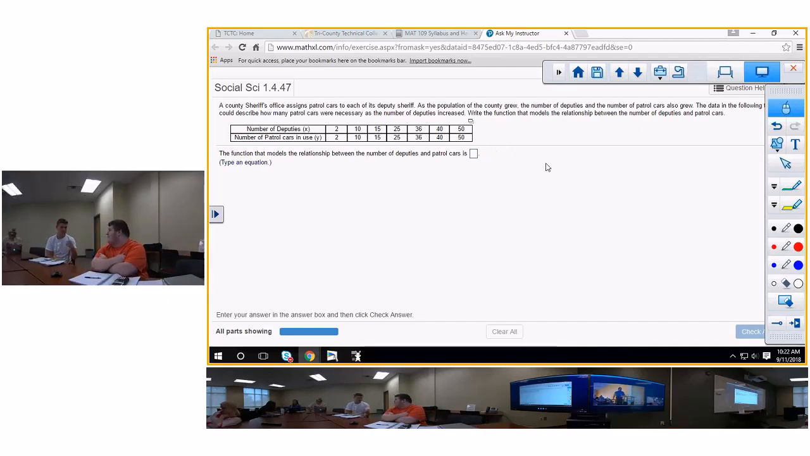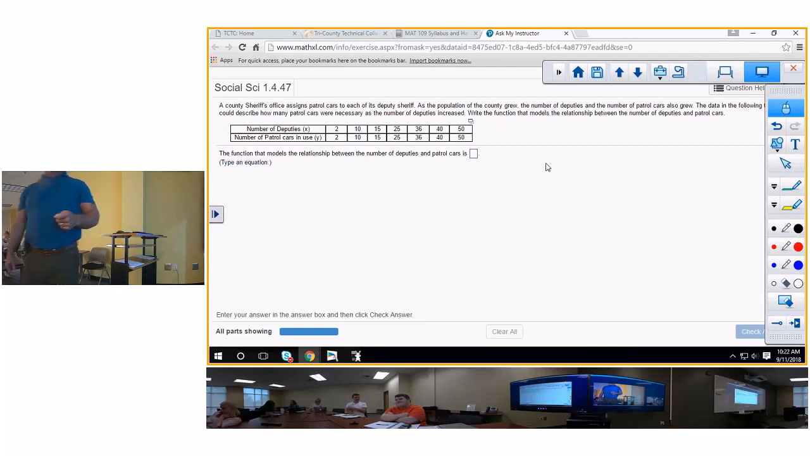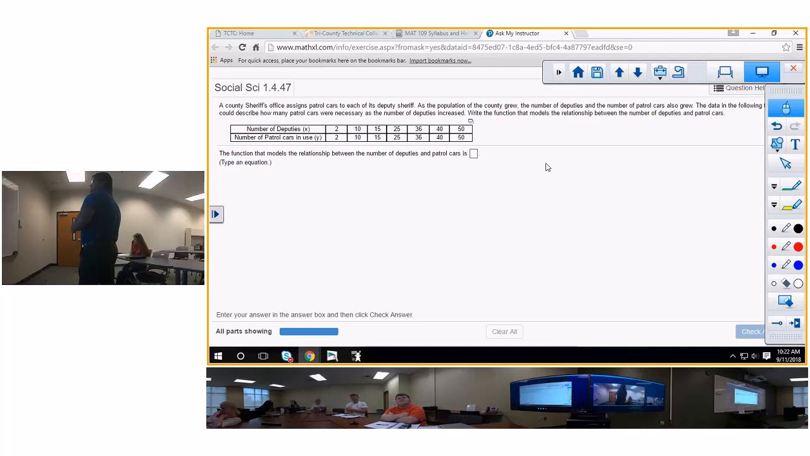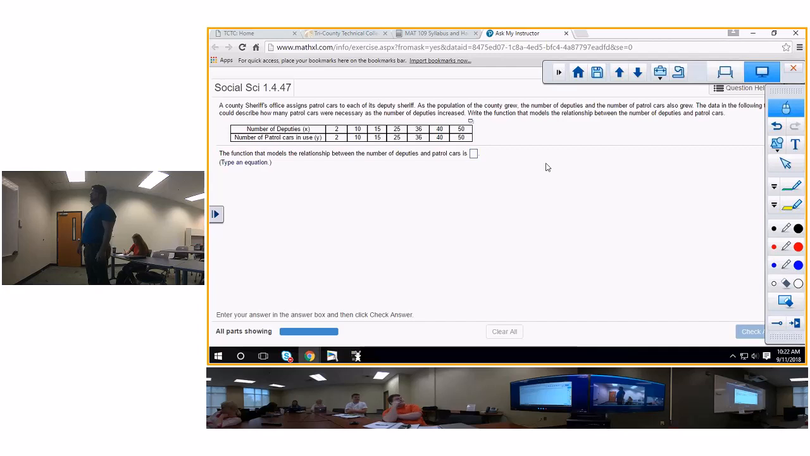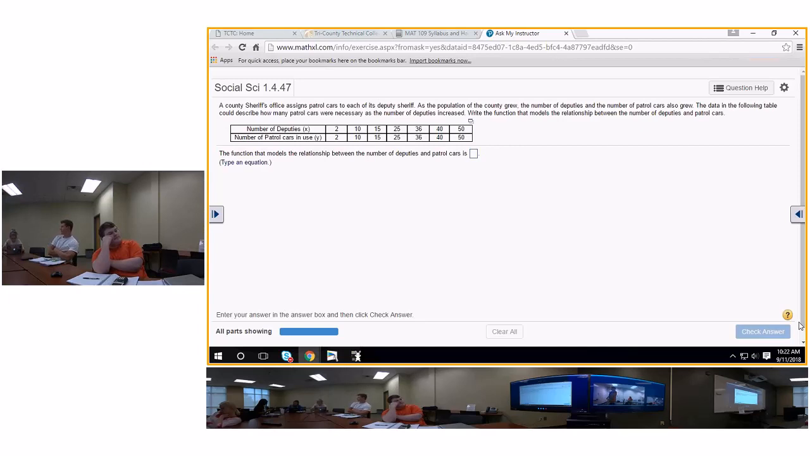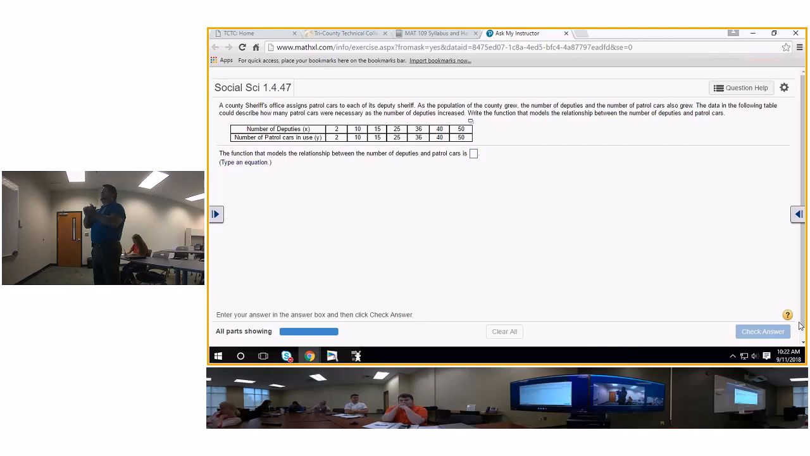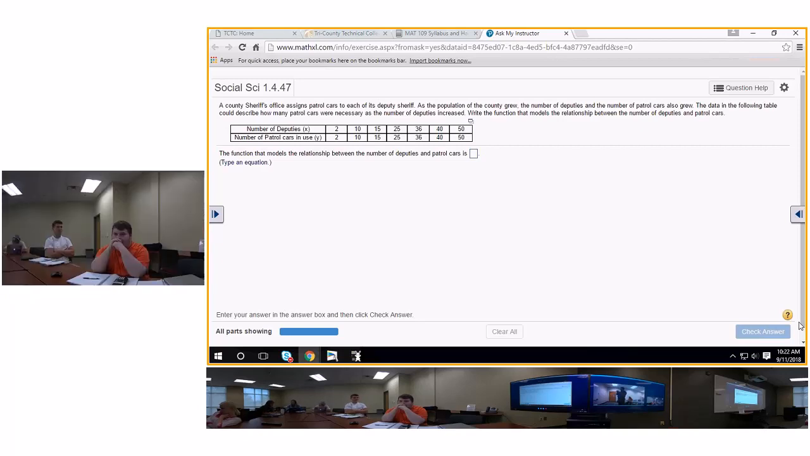The county sheriff's office assigns patrol cars to each of its deputy sheriffs. As the population of the county grew, the number of deputies and the number of patrol cars also grew. That'd be causality, correlation, yes. The data in the following table describe how many patrol cars were necessary. Write the function that models the relationship between the numbers of deputies and patrol cars. Y equals X. Say again? Y equals X. They're all equal or the same. It looks like it.